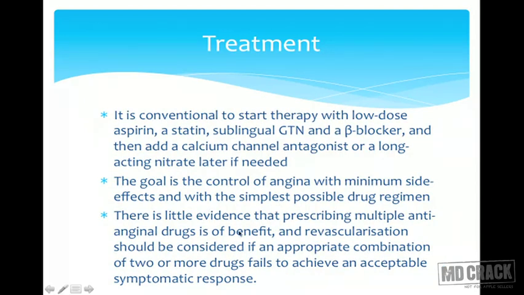It is conventional to start therapy with a low dose aspirin, a statin, sublingual GTN and a beta blocker, and then add a calcium channel antagonist or a long acting nitrate later if needed. The goal is the control of angina with minimum side effects and with the simplest possible drug regimen. There is little evidence that prescribing multiple anti-anginal drugs is of benefit, and revascularization should be considered if an appropriate combination of 2 or more drugs fails to achieve an acceptable symptomatic response.